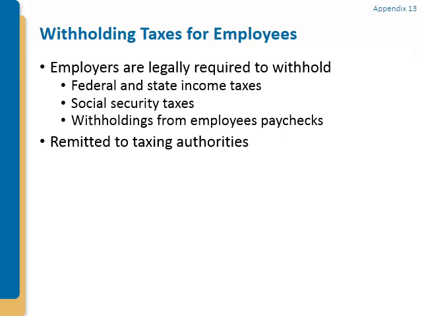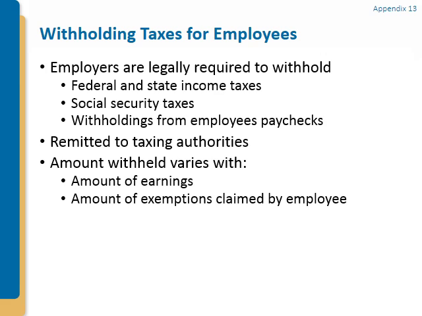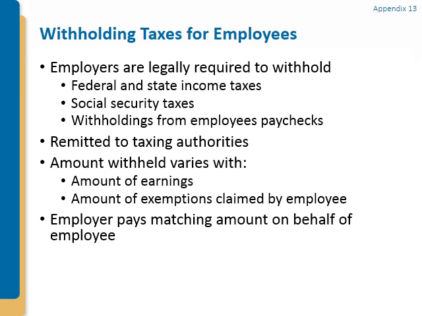Employers are required by law to withhold federal income taxes, sometimes state income taxes, and Social Security taxes from their employees' paychecks and remit these to the Internal Revenue Service. The amount withheld for federal income taxes is determined by a tax table furnished by the IRS and varies according to the amount earned and the number of exemptions claimed by employees. The employer must also pay an equal, matching amount on behalf of the employee. Self-employed persons must pay both the employer and the employee portions.